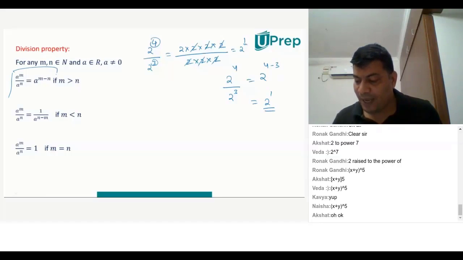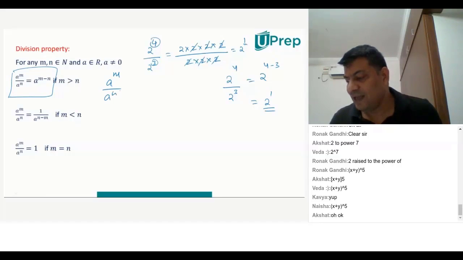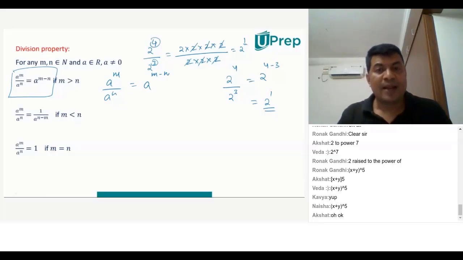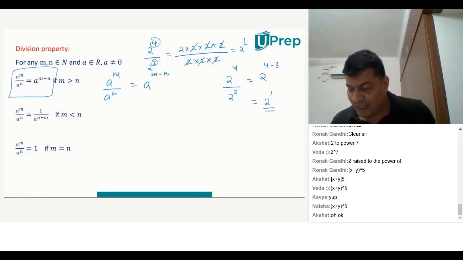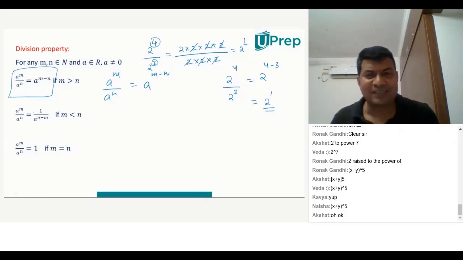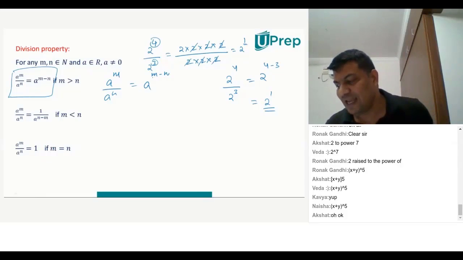So a power m divided by a power n is nothing but a to the power of m minus n. Very simple. You need not worry about whether m is greater than n or whatever. You can always write it the way you want. The formula doesn't change. It's the same m minus n.